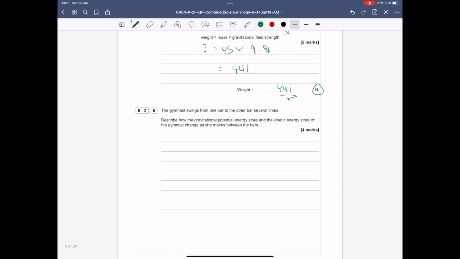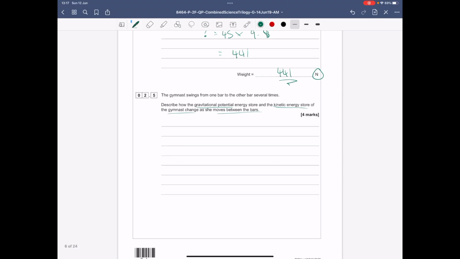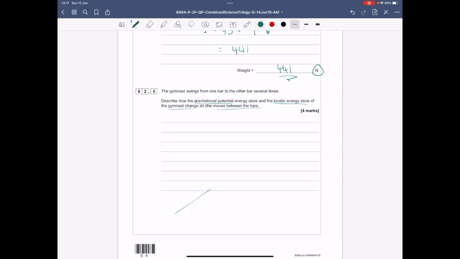Question 2.5 then. The gymnast swings from one bar to the other several times. Describe how the gravitational potential energy store and the kinetic energy store of the gymnast changes as she moves between the bars. So just remember, she's got 2 bars at different heights, one higher up and then one lower down, and she's swinging from one to the other. So what this question is asking then is how the gravitational potential energy store and the kinetic store changes as she moves down. Well, let's start off with her on the high bar.